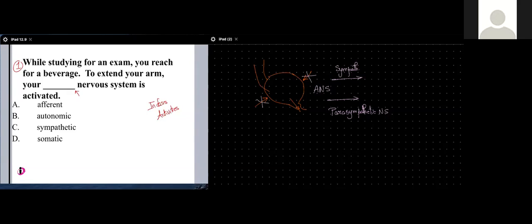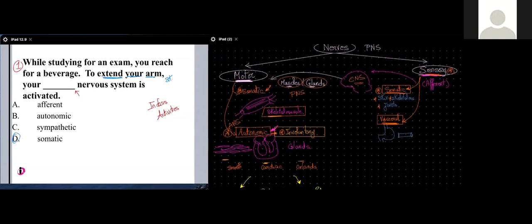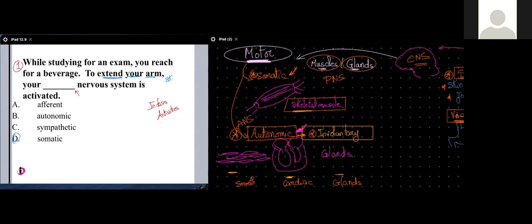Somatic. Why? Because when you decide to extend your arm, you're moving what kind of muscles? You're moving skeletal muscles. And again, what part of the nervous system going to be sending out signals to my skeletal muscles? This is going to be my somatic nervous system. Is this clear?